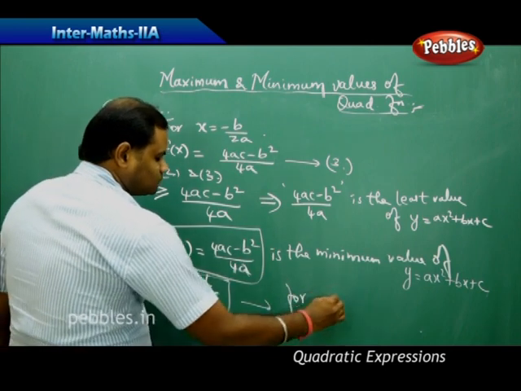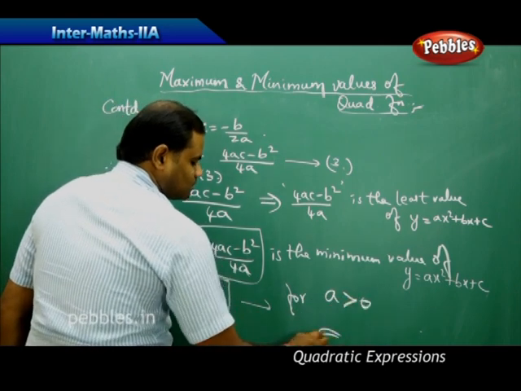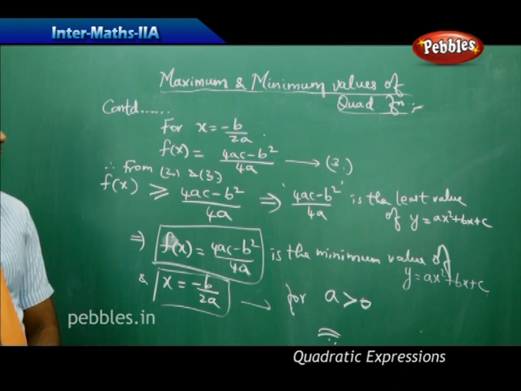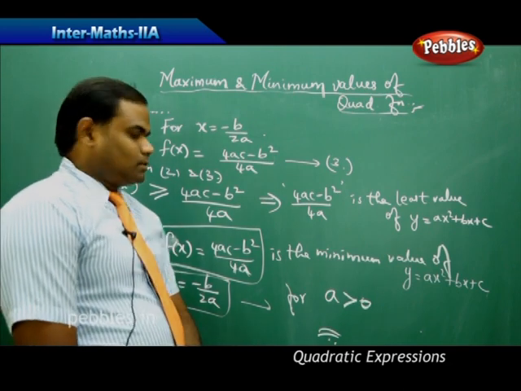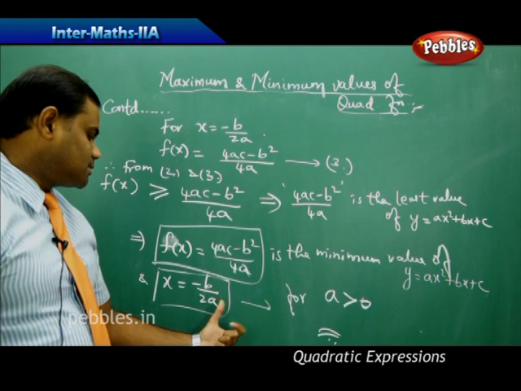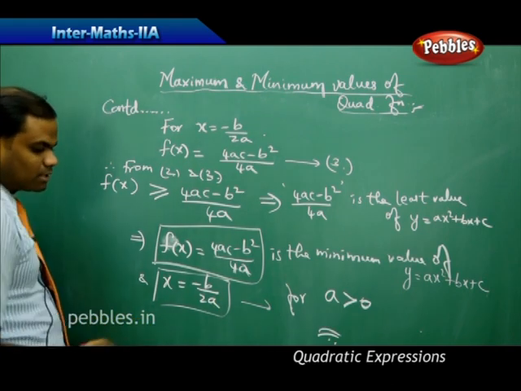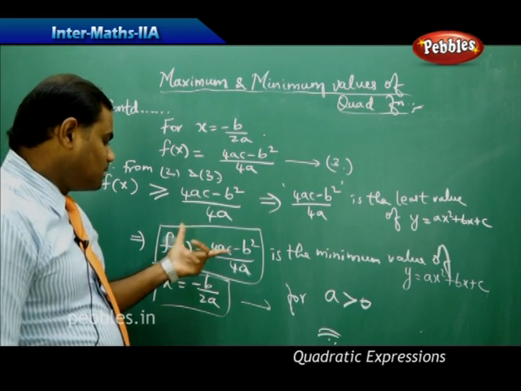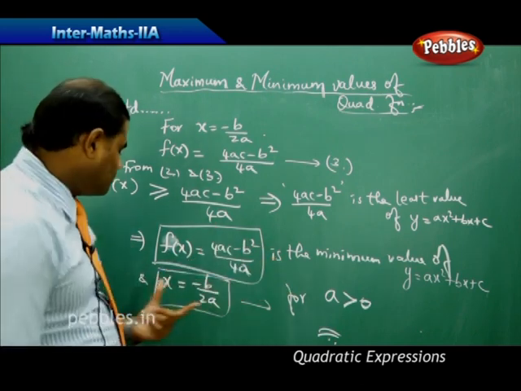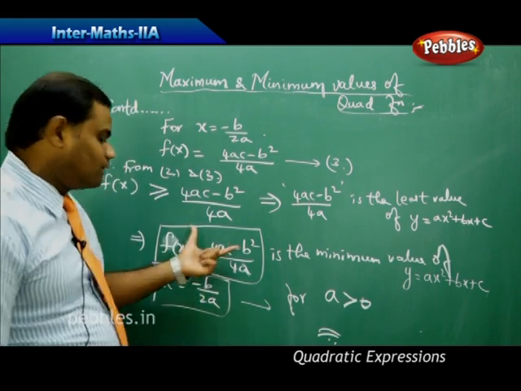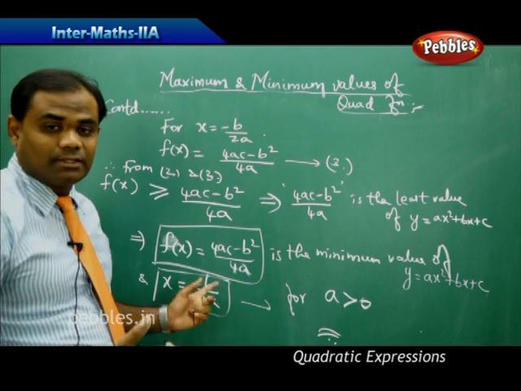for a greater than 0 I get the minimum condition in this form, supported with the proof in the above theorem. So for f of x, this is the minimum value, at x equal to minus b by 2a for a greater than 0. That is, this is the minimum value and the function is minimum at x equals minus b by 2a. So x value and y values at the minimum point are given by this.